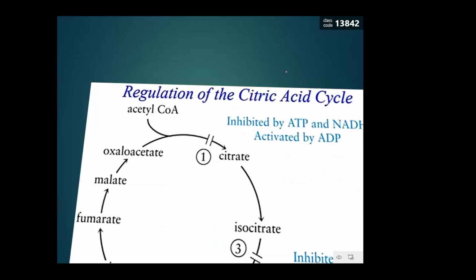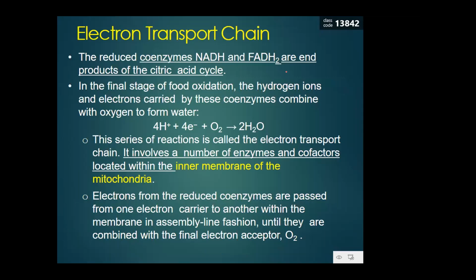So for electron transport, di ganun siya kahaba no, compared to citric acid cycle. Okay? So during the citric acid cycle, it produces, di ba, yung reduced coenzymes NADH and FADH2. So end product siya ng citric acid cycle.